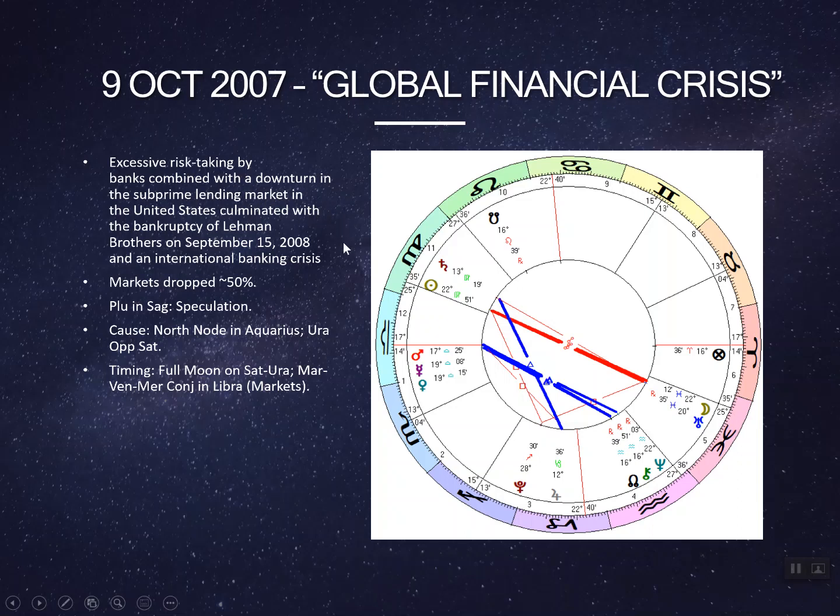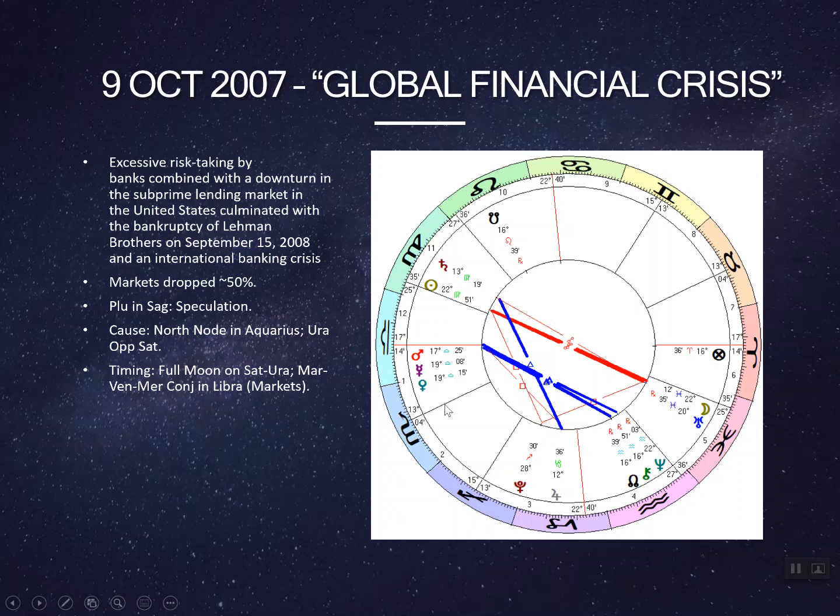The crash actually started in the United States in October 2007, but it wasn't really until September 2008, a year later, with the announcement that Lehman Brothers had gone bankrupt and that the governments were not bailing them out, that the real bear market came into place and prices on all the stock markets started to drop. Most markets lost about 50% of their value.